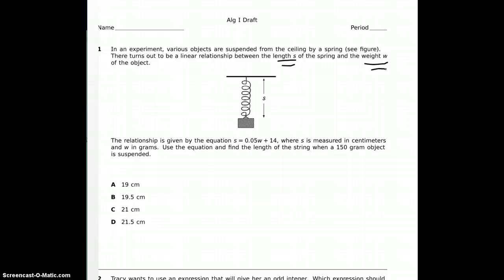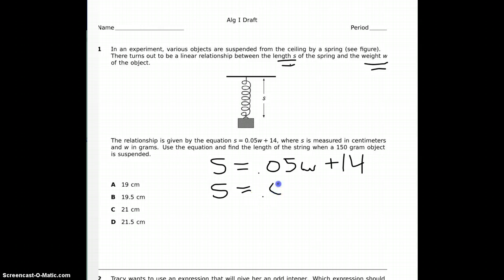So I start by writing my equation. S equals 0.05 W plus 14. And I'm trying to figure out the length. The length is S, because that's what I underlined up here. When I suspend a 150-gram object, which is weight, W stands for weight, from this string.